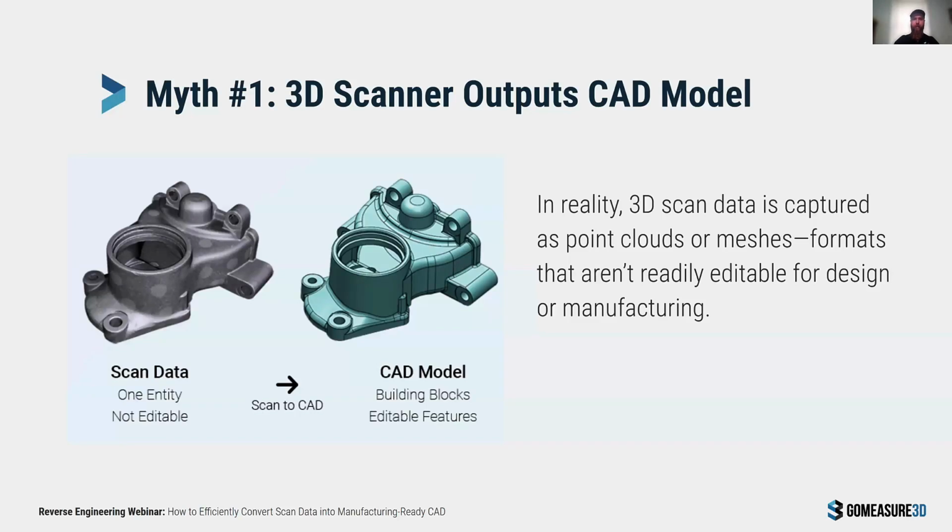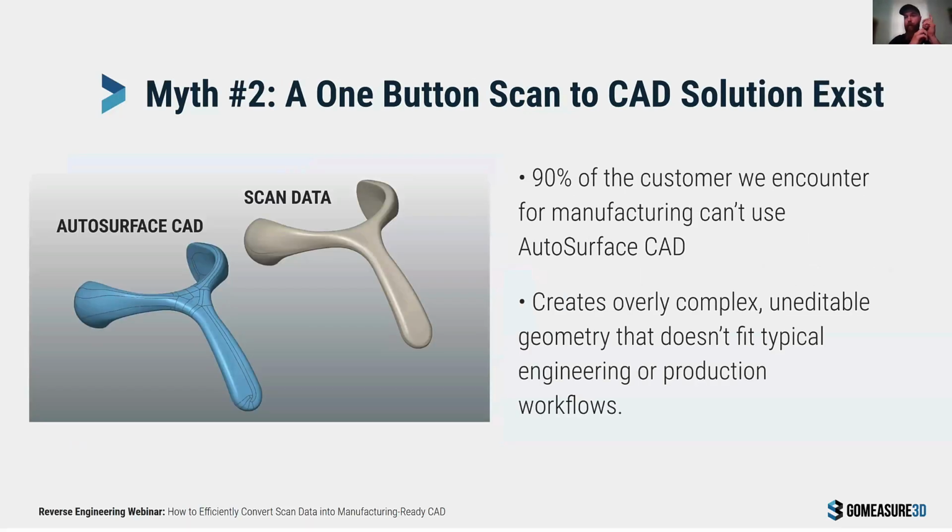The second big myth is that there's a one button solution for converting scan data to CAD data. Now, this isn't necessarily a myth because you can do what's called auto surfacing, as you can see here in this example. However, auto surfacing really doesn't work for 90% of customer applications because while we are converting that mesh data over to a CAD NURB surface, that NURB surface isn't really easily editable.